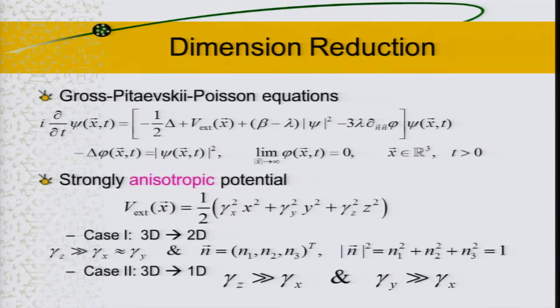So one case is where the condensate has strong confinement in the Z direction. It can look like a disk shape. In the other case, two directions are strongly confined, and the condensate looks like a cigar shape. In this situation, mainly the energy is along the XY plane, from 3D to 2D. The hope is this model can be reduced to 2D or 1D, because they are much simpler.